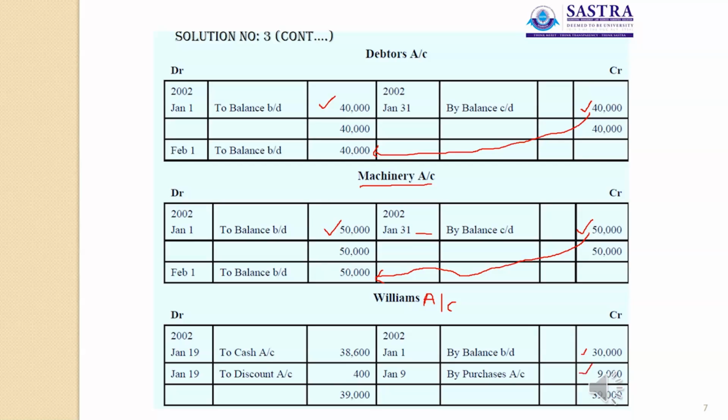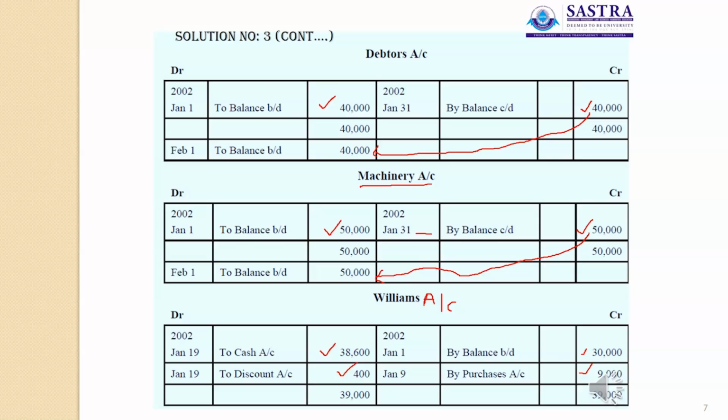Then the cash paid to William, rupees 38,600. Then discount allowed is 400 rupees. So the total of both sides is tallied, 39,000. Here there is no balancing figure. So the Williams account is settled. It is the full settlement of the account. Here there is no balance arranged.